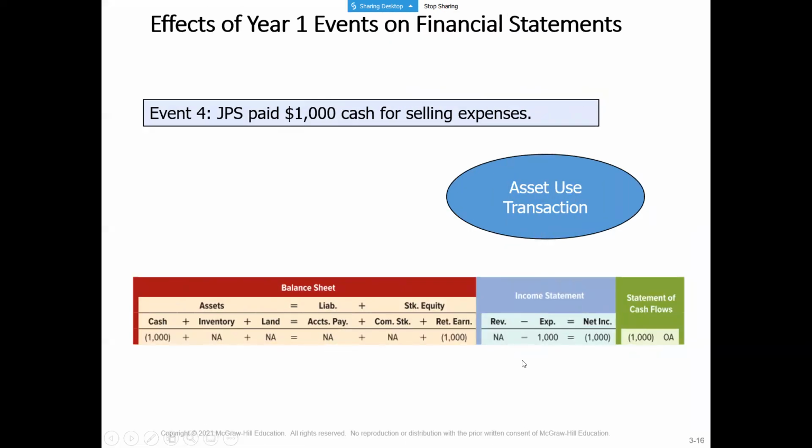So selling expenses, again, are not part of the calculation of gross margin. Selling expenses might be things like our advertising, our rent, utilities, salaries to our sales personnel or management, just any other expenses outside of the cost of acquiring the goods that we're selling.